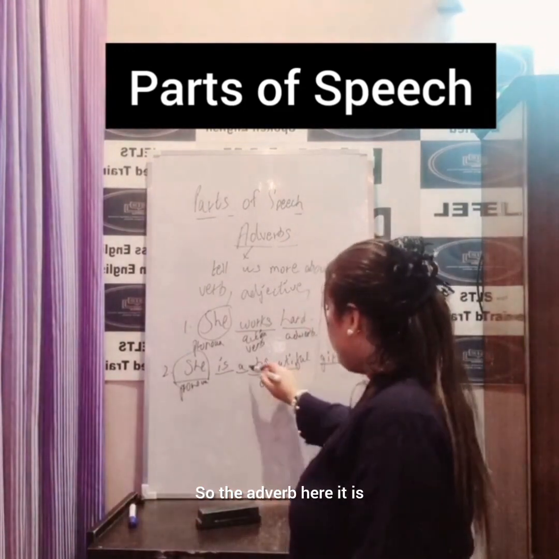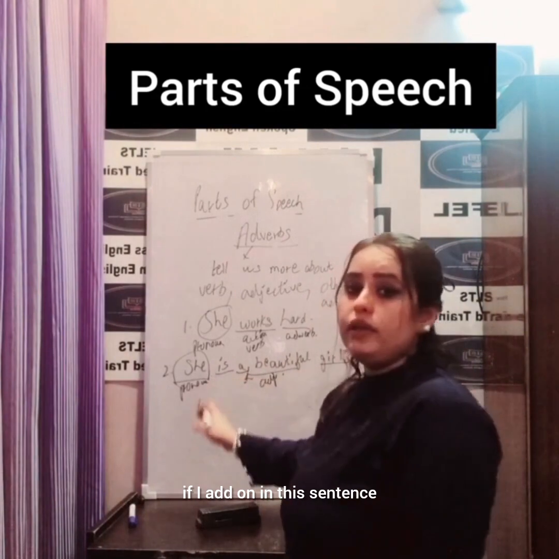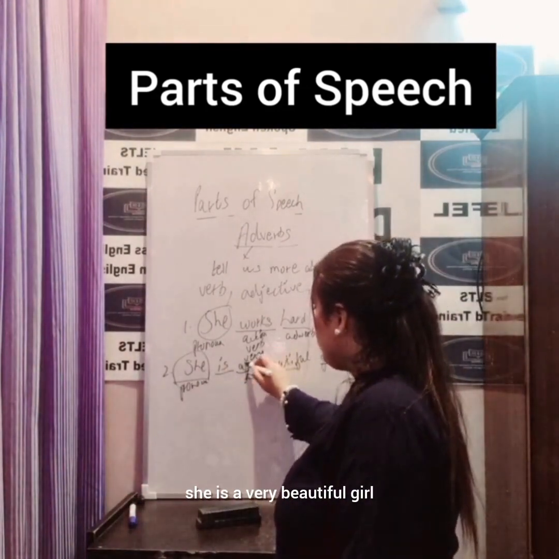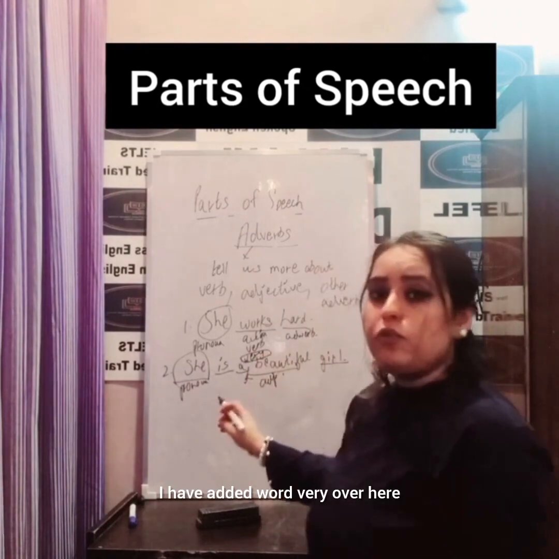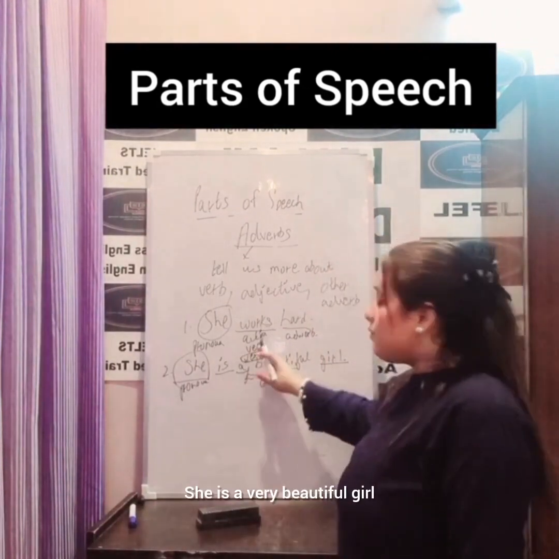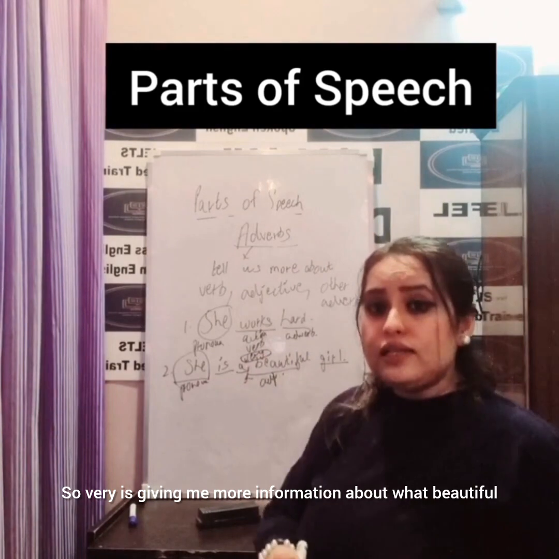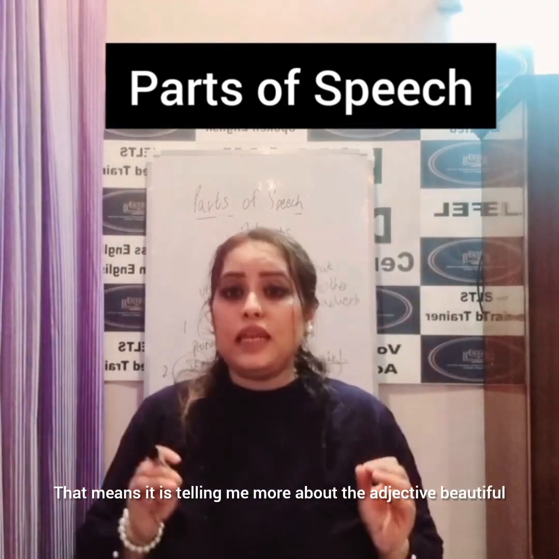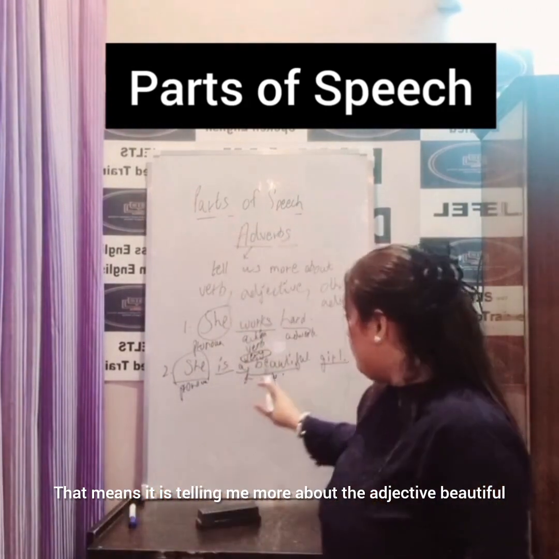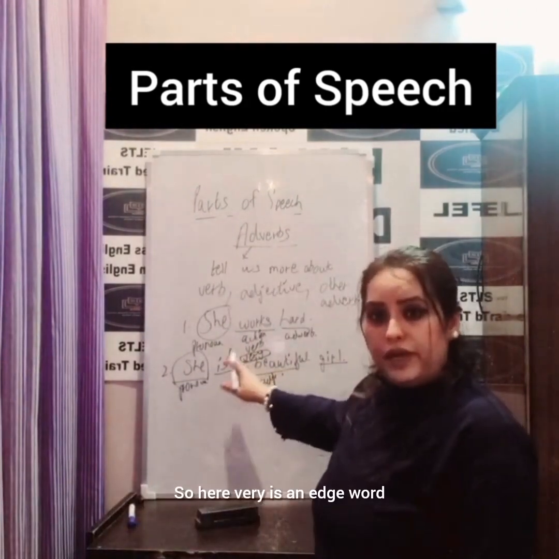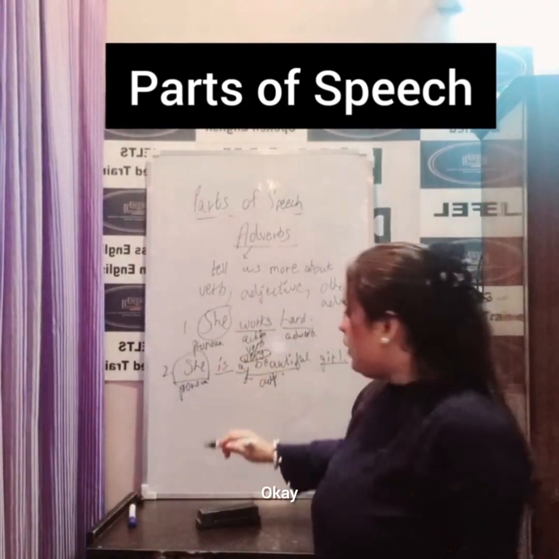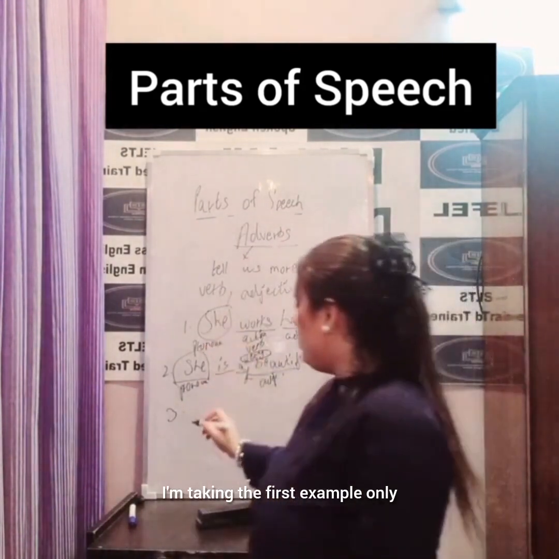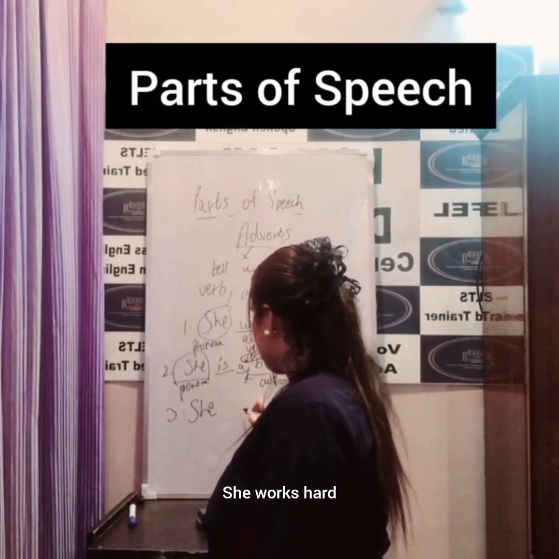The adverb comes if I add on in this sentence: she is a very beautiful girl. I have added very over here. So very is giving me more information about what? Beautiful. That means it is telling me more about the adjective beautiful. So here very is an adverb. Another example can be, I'm taking the first example only. She works hard.